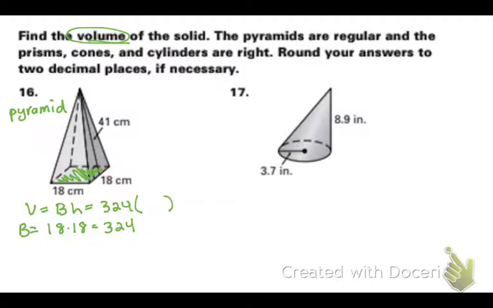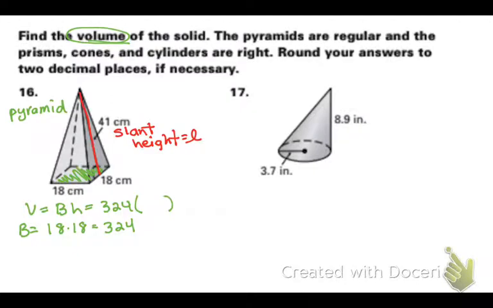Now, this is something where you have to get really particular. So they give you this height, 41 centimeters, but that's not the height of the solid. That's not the height of the pyramid. That is the slant height. You remember that from last chapter. This is the slant height. It's not the height of the prism. Remember, the slant height was equal to that little L.